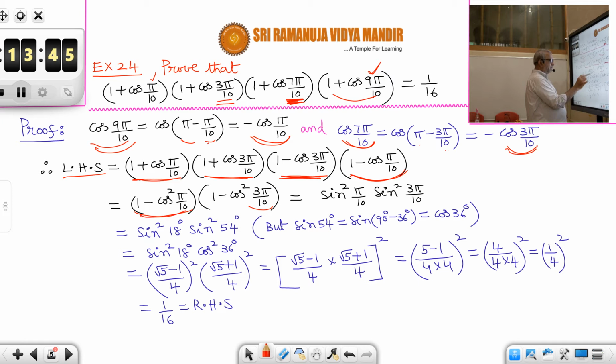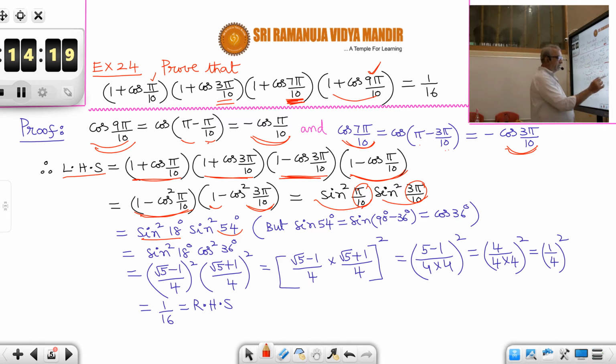But what is 1 minus cos square theta? Sin square theta. So sin square pi by 10. Similarly, 1 minus cos square 3 pi by 10 is sin square 3 pi by 10. So pi by 10 means what? Pi radians means 180 degrees. 180 by 10, so 18 degrees. So sin square 18 degrees. 3 pi by 10 is 3 times 18 degrees, so 54 degrees. So sin square 18 degrees, sin square 54 degrees.